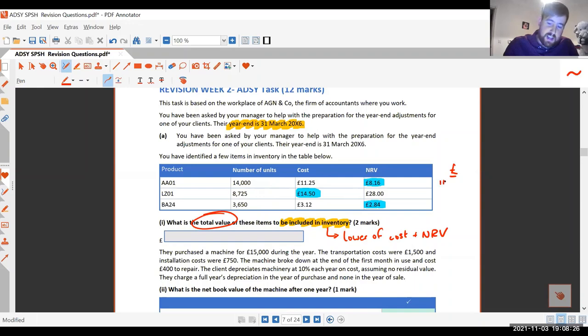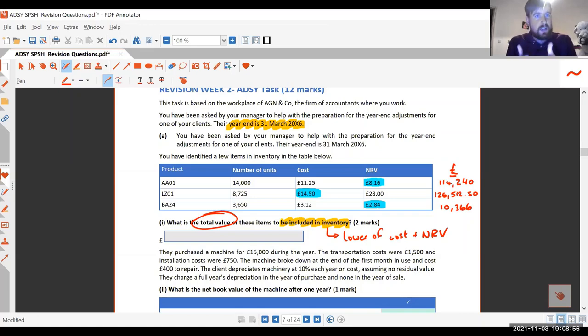Running this through your calculator, they're not the catchiest of numbers, I'm afraid. So we should be looking at 114,240. We then get £126,512.50 for LZ01. And finally, £10,366 for our final product there, the BA24s.